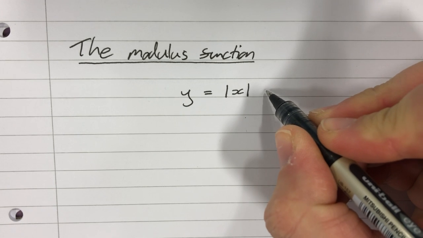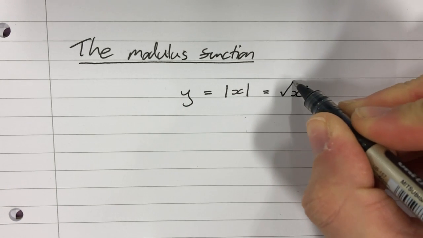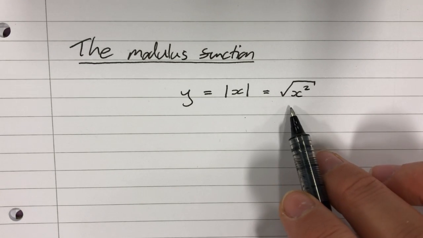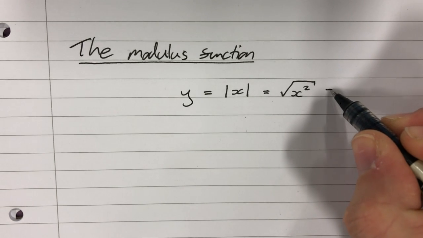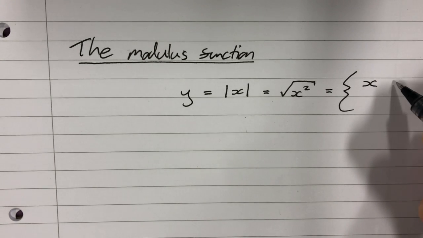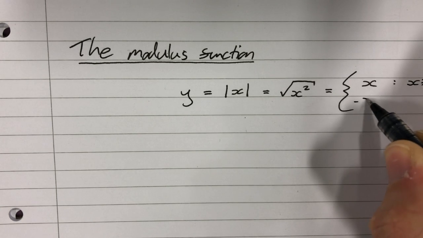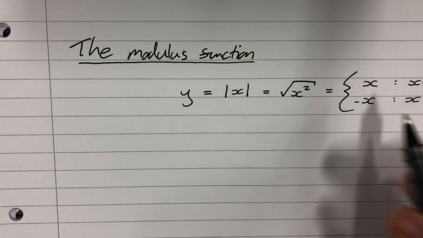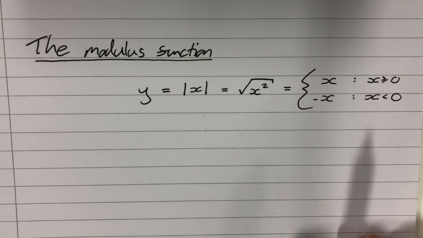A couple of ways to define it. We could say it's equal to the positive square root of x squared. Yeah, for real numbers, this is a good definition. Or we could say it's equal to x such that x is greater than or equal to 0 and negative x when x is less than 0. Okay, so this is what's called a piecewise definition. It's written in pieces.